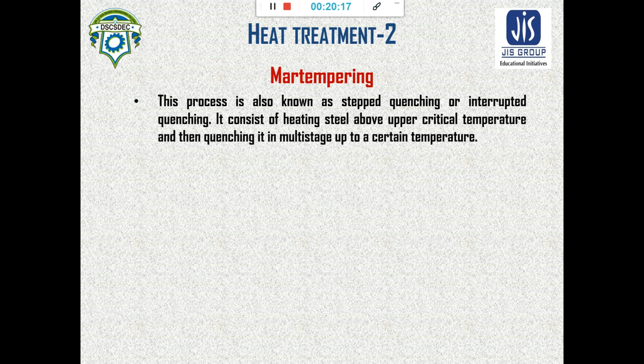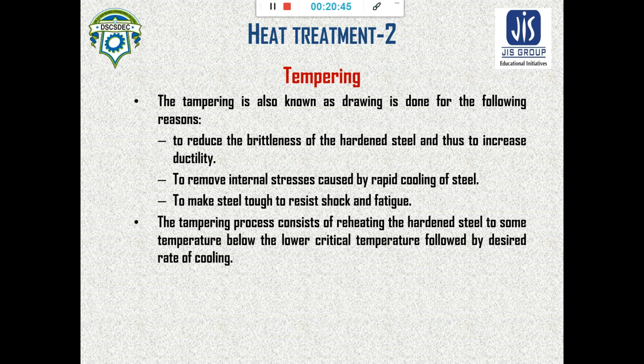the desired temperature, and the holding temperature is the room temperature or desired temperature, so that no transformation will be there. To reach this temperature, a number of successive quenchings is needed. By this number of successive quenchings, the austenite will be completely transformed to martensite, and this is the process of Mart tempering. Next we are coming to tempering.